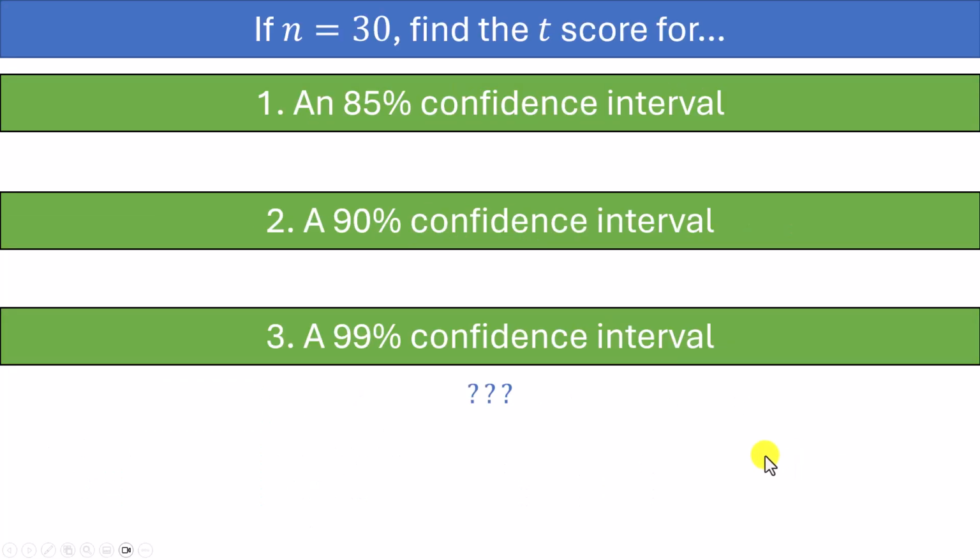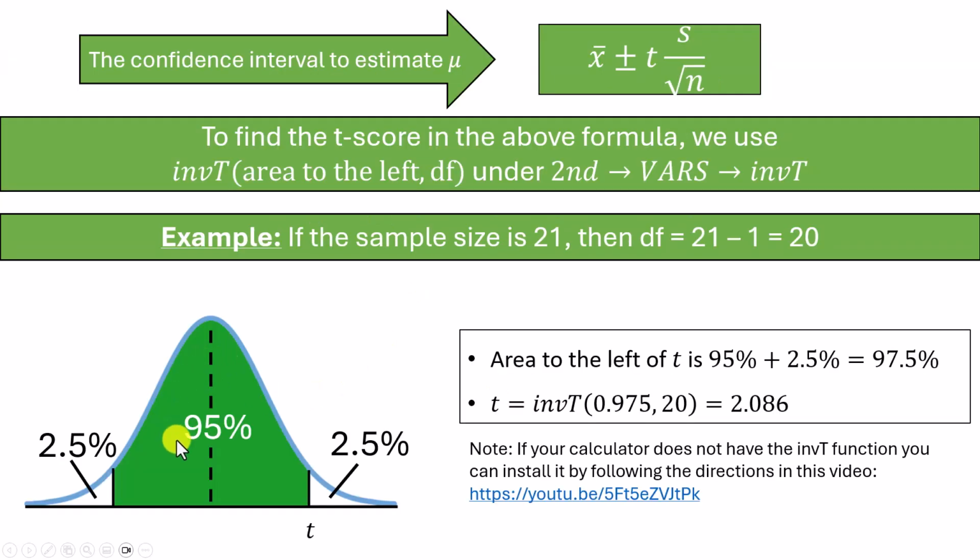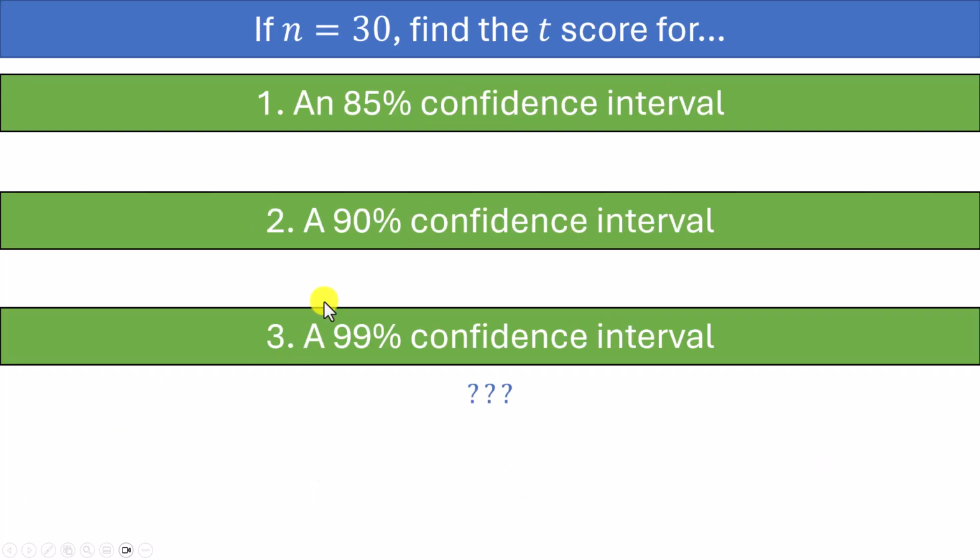Okay, so give this one a try. So let's say that your sample size is 30. See if you can find the t-score for an 85% confidence interval, a 90% confidence interval, and a 99% confidence interval. So go ahead and put that percentage in the middle, figure out what the area is in each of the two tails, take the middle area and add the left tail area, and then use that in inverse t with the degrees of freedom to find the t-score.